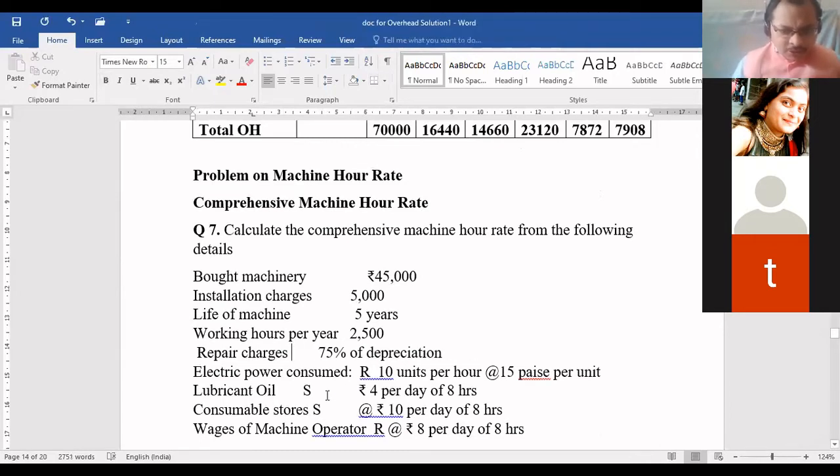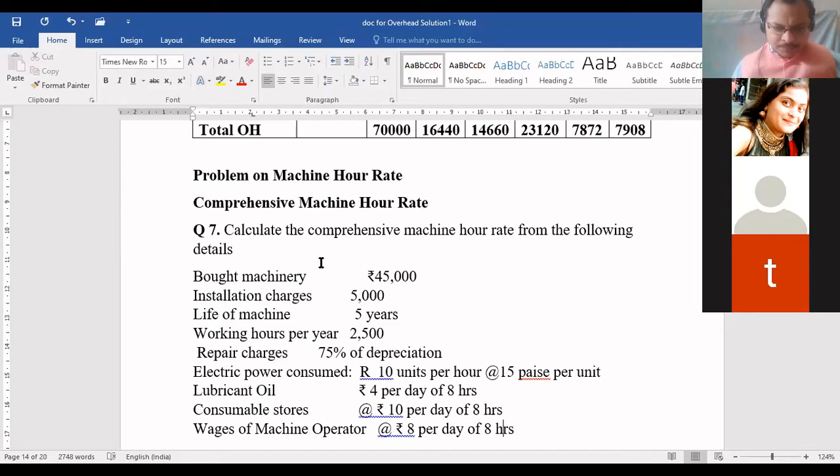Vedant, can you read the question, beta? Question number 7. Calculate the comprehensive machine hour rate from the following details. Purchased machinery rupees 45,000. Installation charges 5,000. Life of machine 5 years.